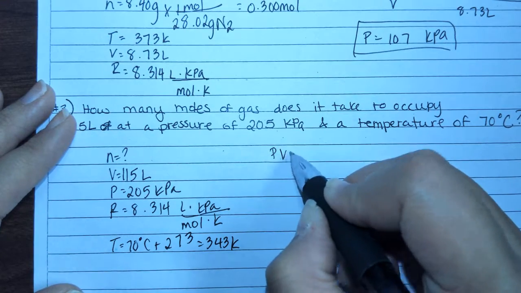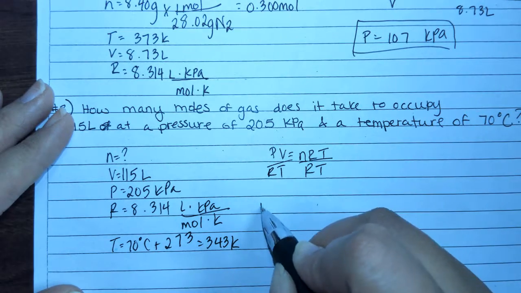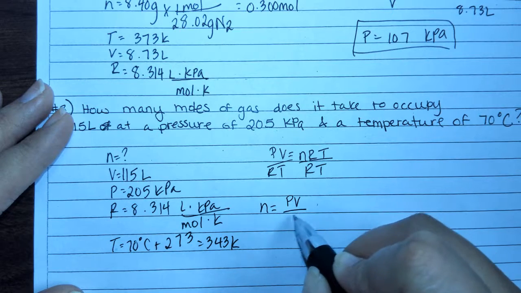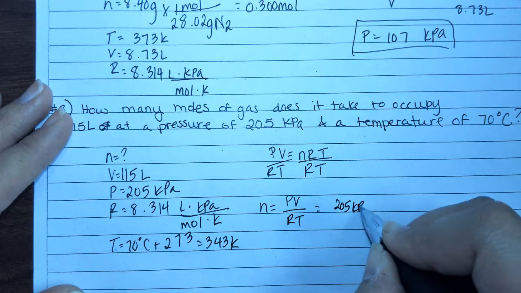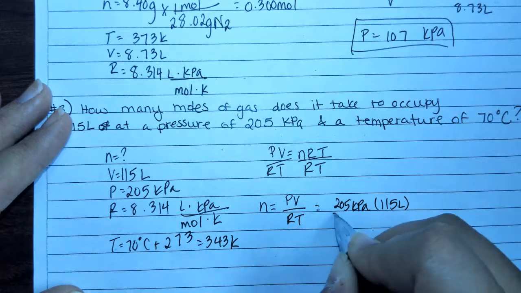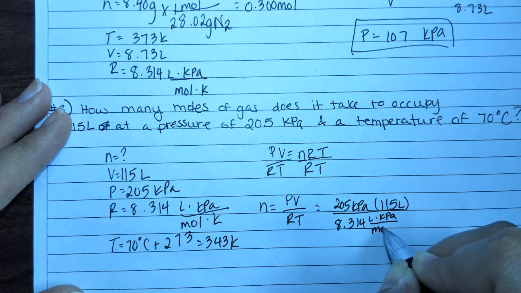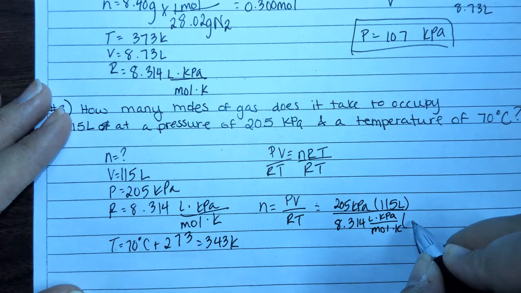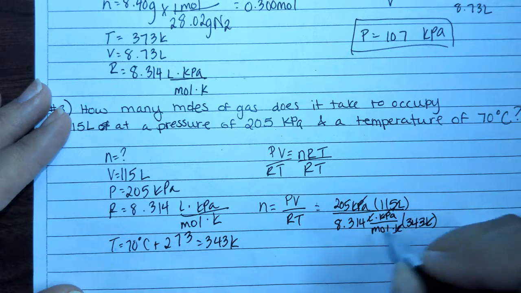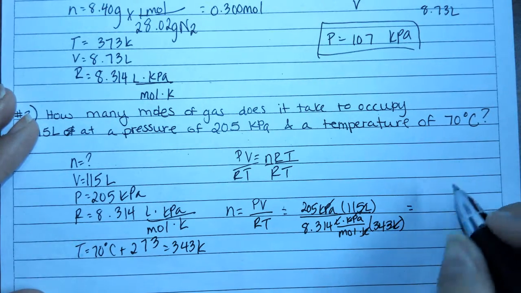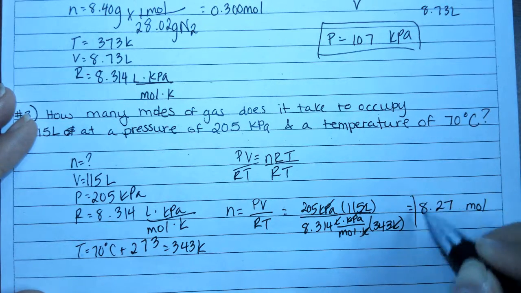Okay, so we have PV equals nRT, and we're looking for N, which means we're going to divide each side by RT. So our equation is N equals PV over RT. Alright, so plug in our values. I have 205 kilopascal. I have a volume of 115, and it's in liters, so I'm good. I have an R of 8.314 liters kilopascal per moles Kelvin, and then I multiply by my temperature, 343 Kelvin. So Kelvin cancels out, kilopascals cancel out, liters cancel out, and because of how this flips, because of the fraction, you're going to get moles in your numerator. And when you plug this into your calculator, you get 8.27.